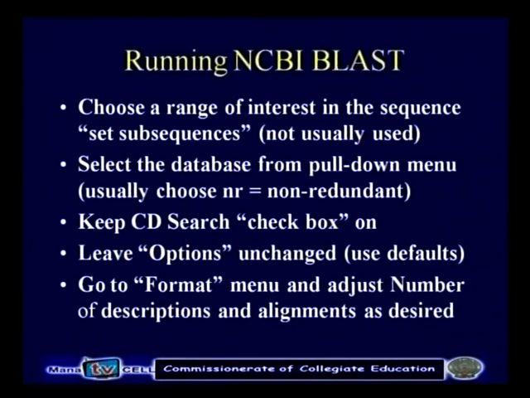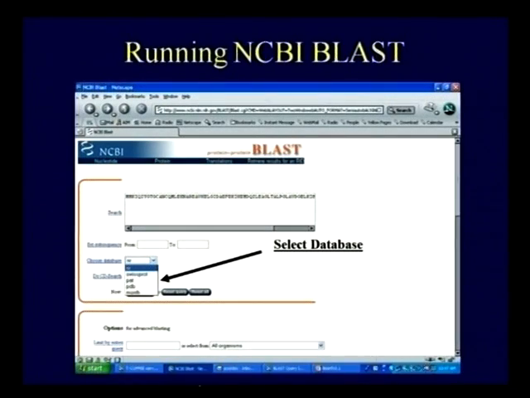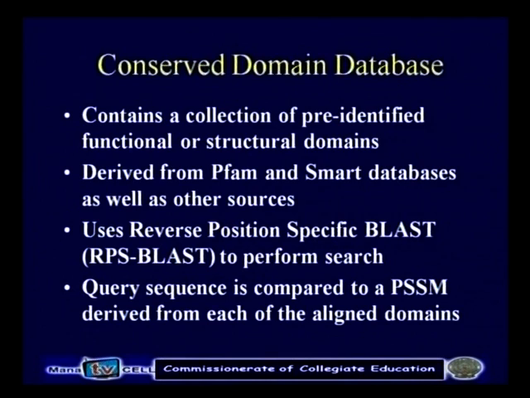I repeat, you have to select NR non-redundant from the drop down menu, keep the CD search checkbox on, leave options unchanged, use defaults, go to the format menu and adjust the number of descriptions and alignments as desired. Now, go for select database. A database is selected like NR, the conserved domain database that contains a collection of pre-identified functional structural domains derived from PFAM and SMART databases as well as other sources.